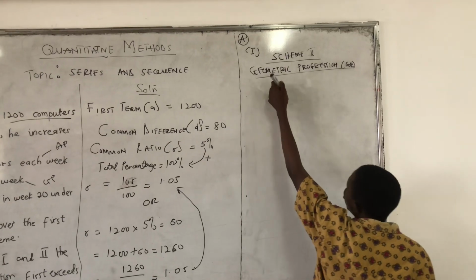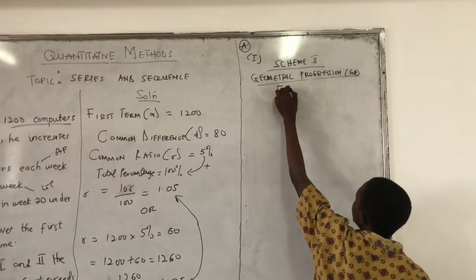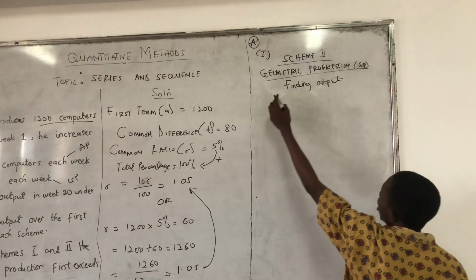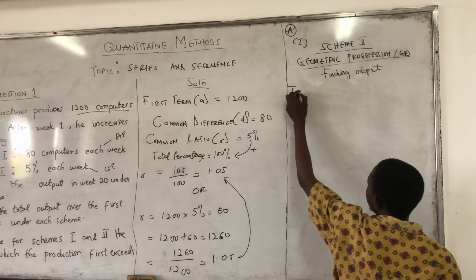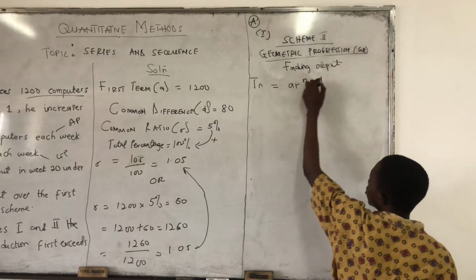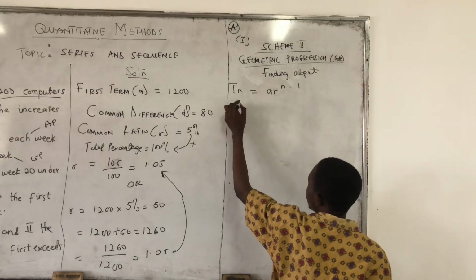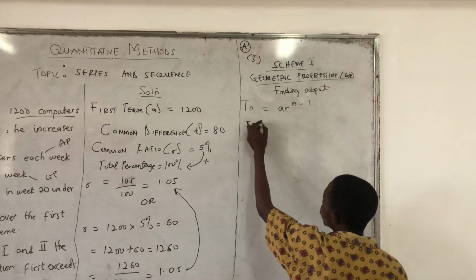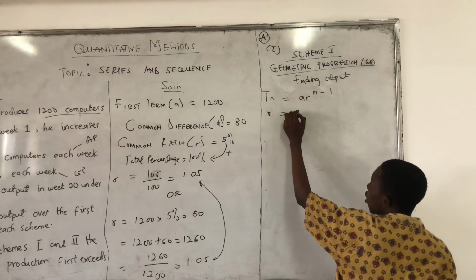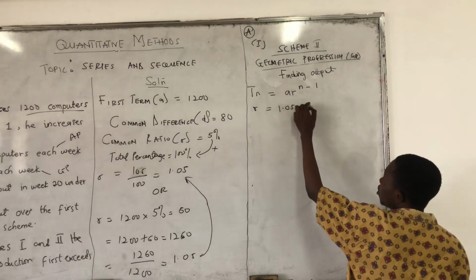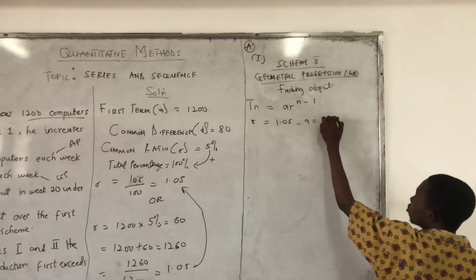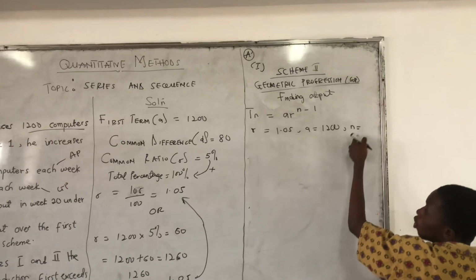So the geometric progression, you're also finding output. So finding output, we have Tn is equal to a r to the n minus 1, where r is the common ratio. So what's the common ratio? 1.05. So r is 1.05. First term, 1,200. Number of terms, 20.